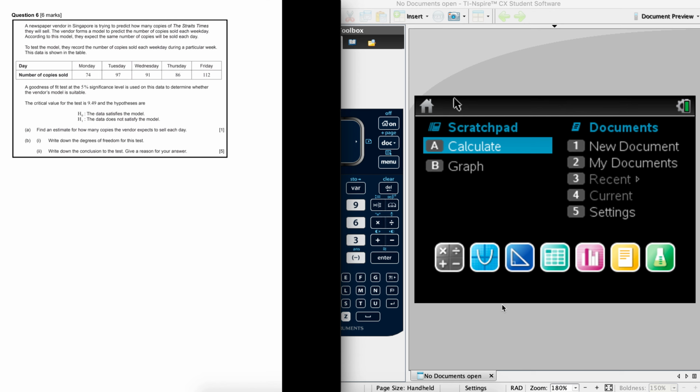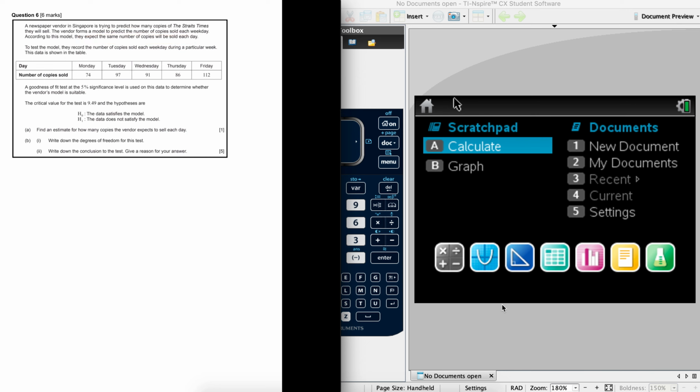So this question is a chi-squared goodness of fit. If we keep reading down in the question, we're told that it's a goodness of fit test. It's a newspaper vendor trying to predict how many copies of a newspaper they're going to sell, and they expect the same number of copies to be sold each day.